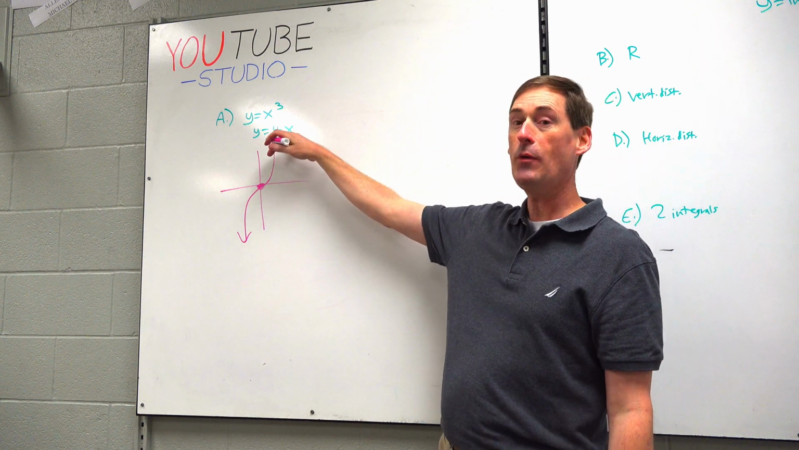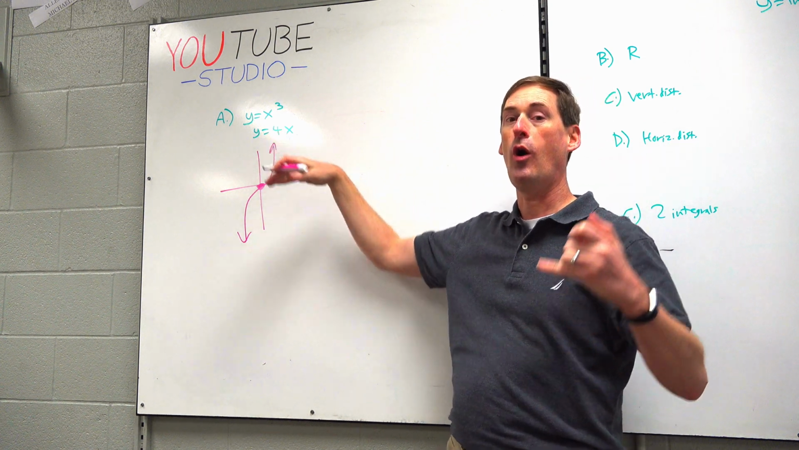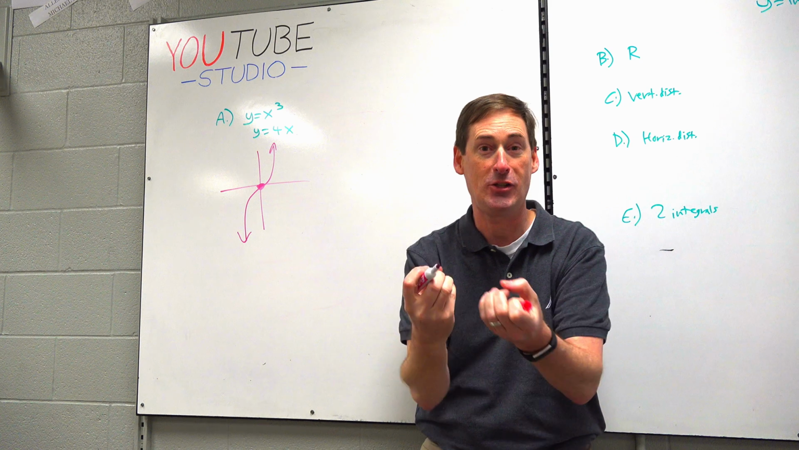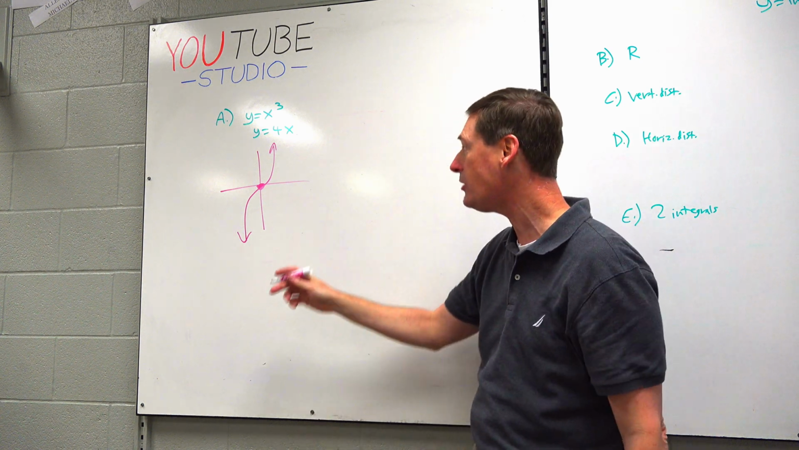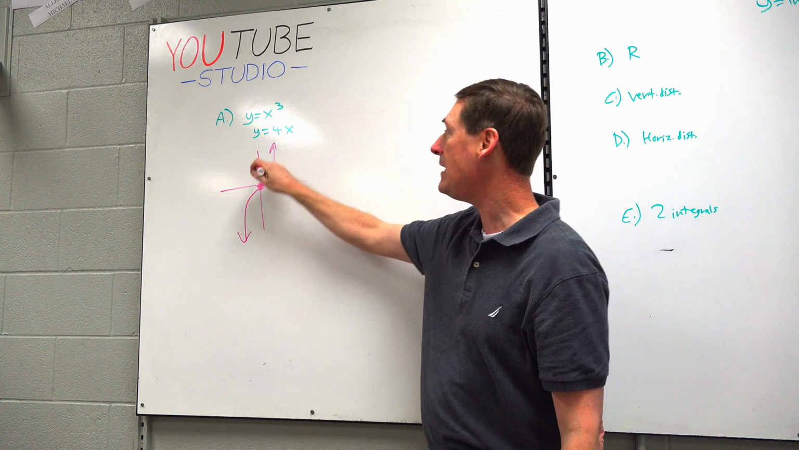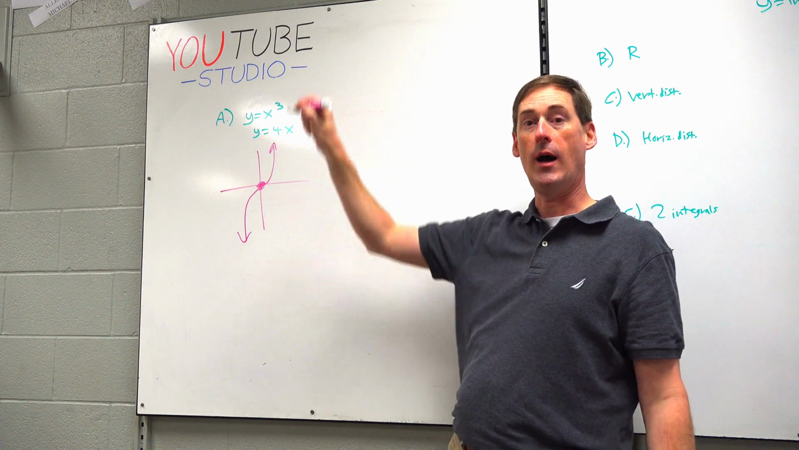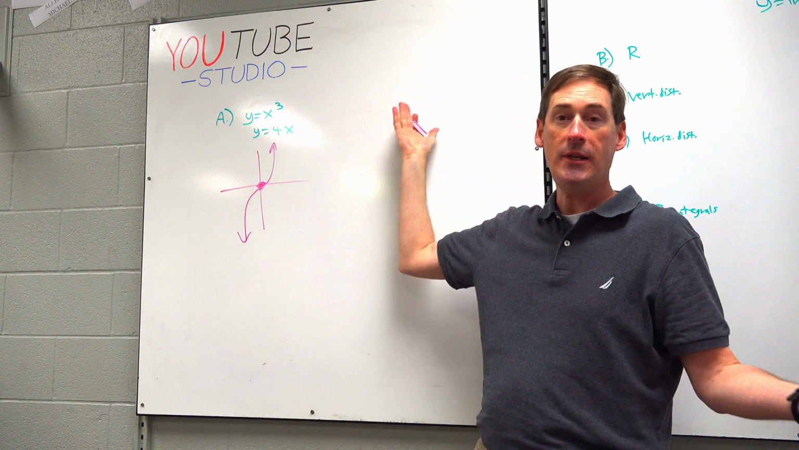When you plug in 0, isn't 4 times 0 also 0? So it passes through the origin 0, 0, of course. But it's a very steep slope of 4. Rise 4, run 1. Just draw me a steep line.